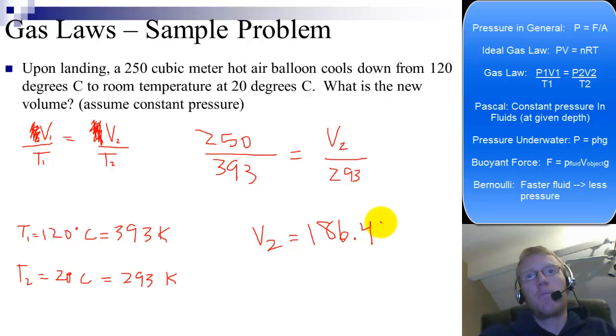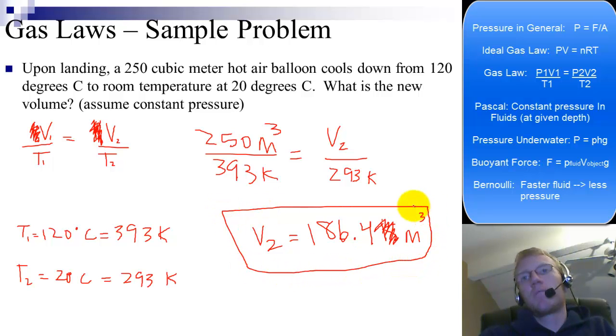186.4 Kelvin. No, not Kelvin. That was silly. Not Kelvin, I'm sorry. We're finding the volume, so this is going to be meters cubed, because I plugged in Kelvin and Kelvin right here and right here. Kelvin, Kelvin, and this was meters cubed. So my final answer is 186.4 meters cubed.